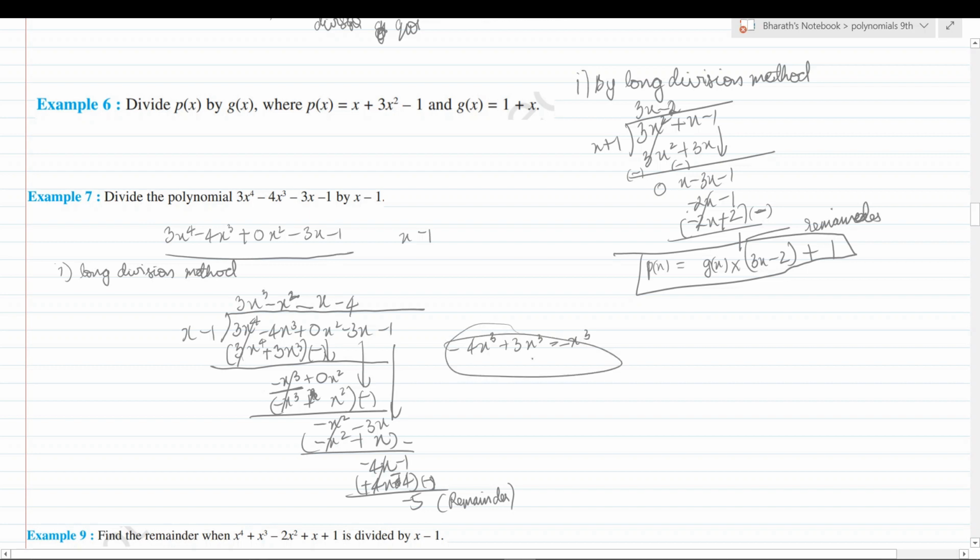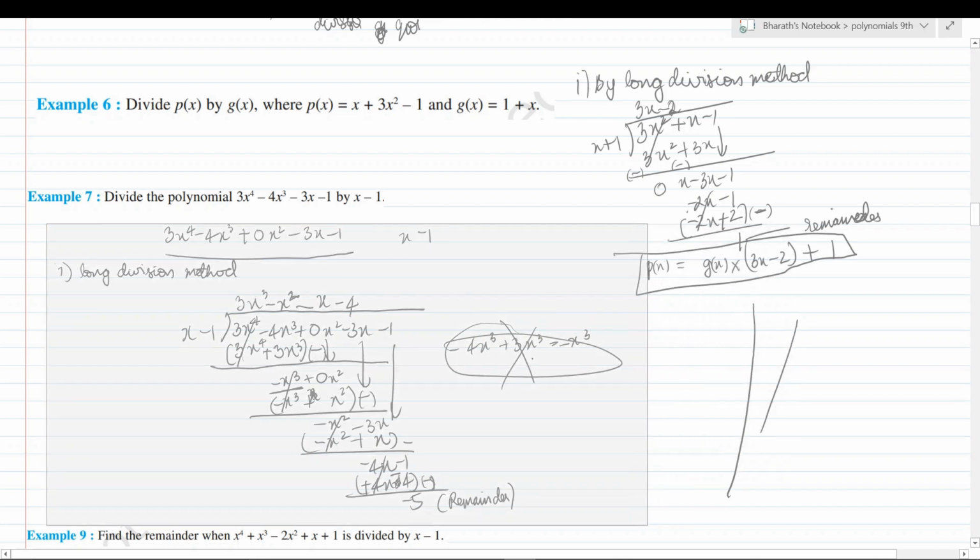This is the working part. If you need it, make a note here and write it over here. If you don't want it, chuck it. So this is by the long division method. Take a screenshot and keep it if you want. Now there is a second way to do this.